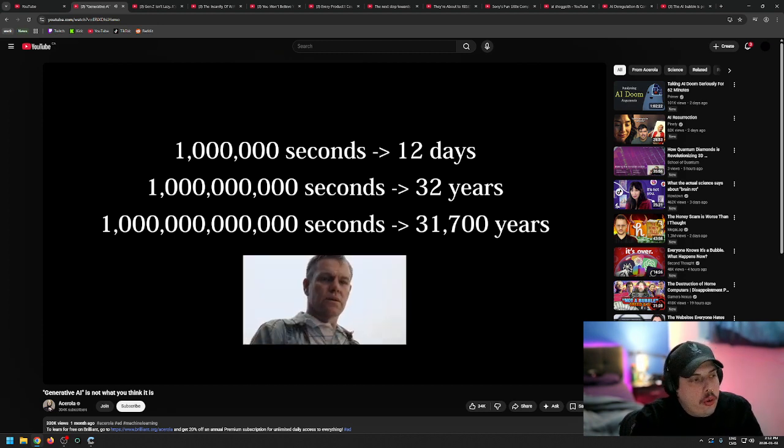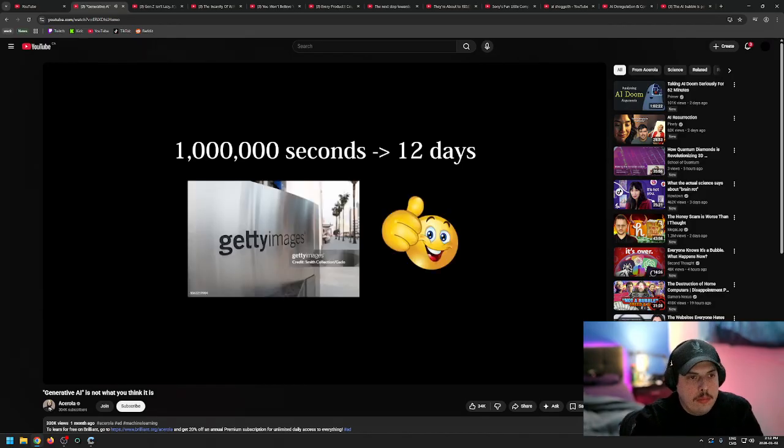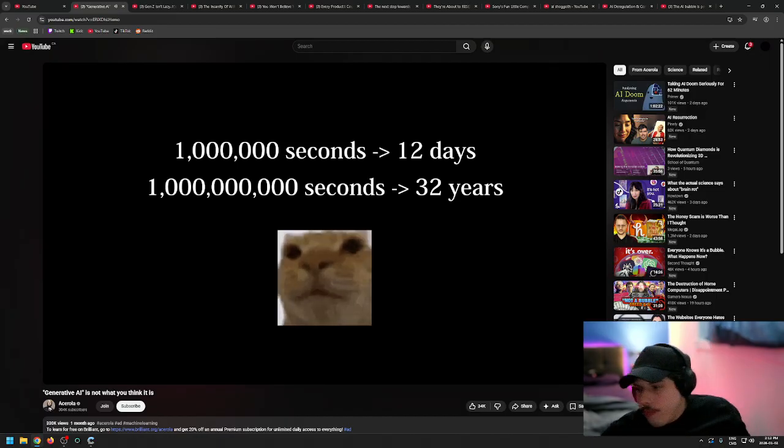Now that we all have a sense of orders of magnitude, I think you could reasonably obtain 1,000,000 images for a dataset. Just pay for some stock photos. But when you move to 1,000,000,000 images, it is no longer very reasonable.